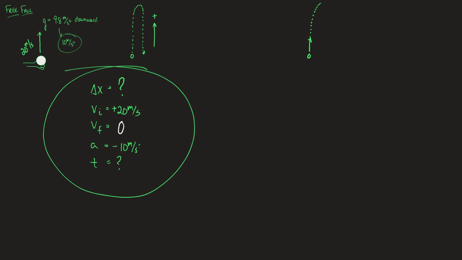So ignoring the time, I think we can put together a relationship that will tell us what the maximum height is. And I think there's a pretty straightforward one here. I would use VF squared minus VI squared equals 2A delta x. I think that's the way to go. 0 squared minus 20 squared equals 2 times negative 10 delta x.